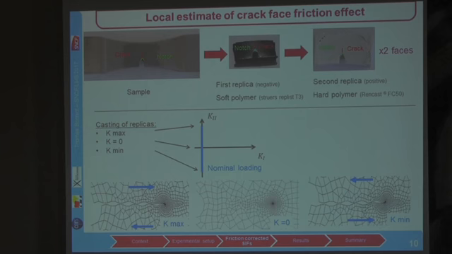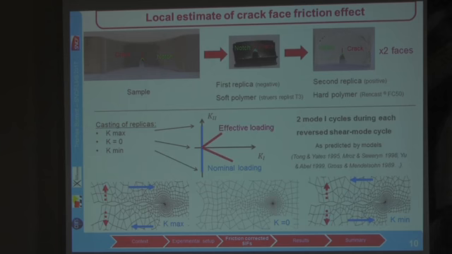But also for zero load, if we want to get the induced opening. Indeed, due to the asperities, a sliding of the crack here will lead to an opening, thereby inducing two mode 1 cycles during each reversed shear-mode cycle. So we here have the nominal loading in the K2-K1 space, and the effective loading with the induced K1.